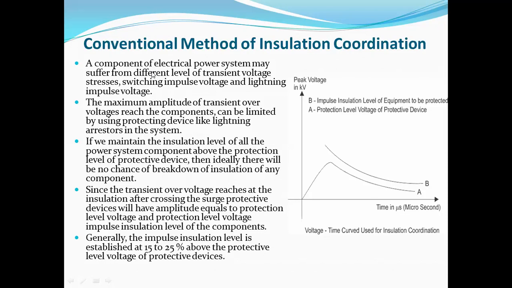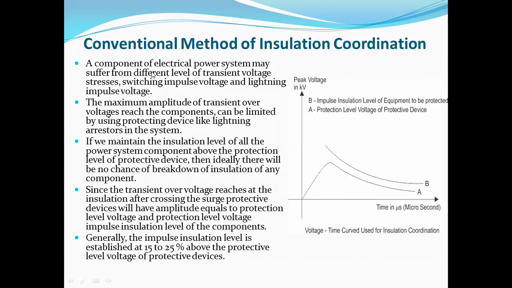The level should be above the mentioned level of the voltage. Above the mentioned level of voltage means the protective device insulation level should be higher than the highest voltage level. Then the chances of the breakdown of the insulation will be very low.